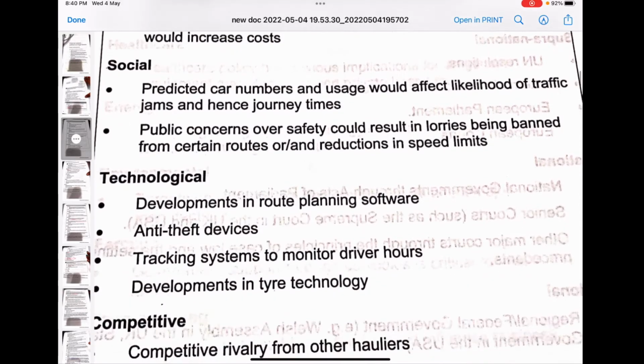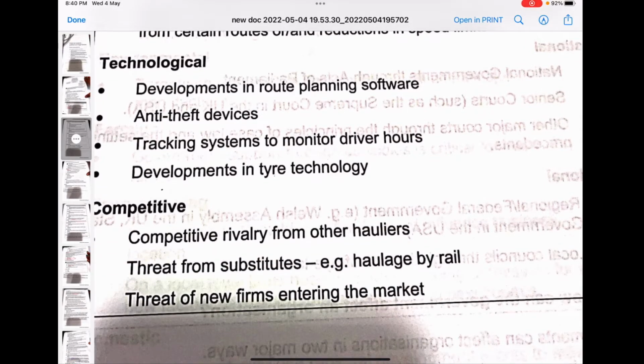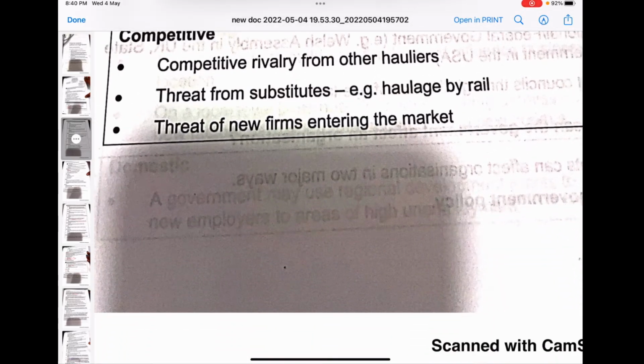Social. Predicted car numbers and usage would affect the likelihood of traffic jams and hence journey times. Public concerns over safety would result in lorries being banned from certain routes and reduction in speed limits. I'm just reading this illustration because I think it's very self-explanatory. Technological. Developments in route planning, anti-theft devices, tracking systems to monitor driver hours, developments in tire technology. Competitive rivalry from other hauliers, threat from substitutes, for example haulage by rail, threat of new firms entering the market.